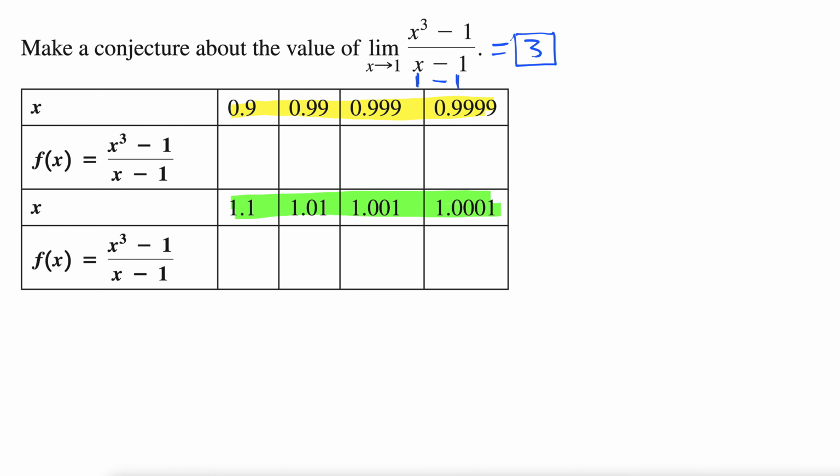Now there are other ways we could have solved this. We could have factored it and then canceled out that denominator, but that's not what we're doing here. So eventually we'll do that with factoring, but for now let's just use the table and see what happens that way. It's a very direct method.